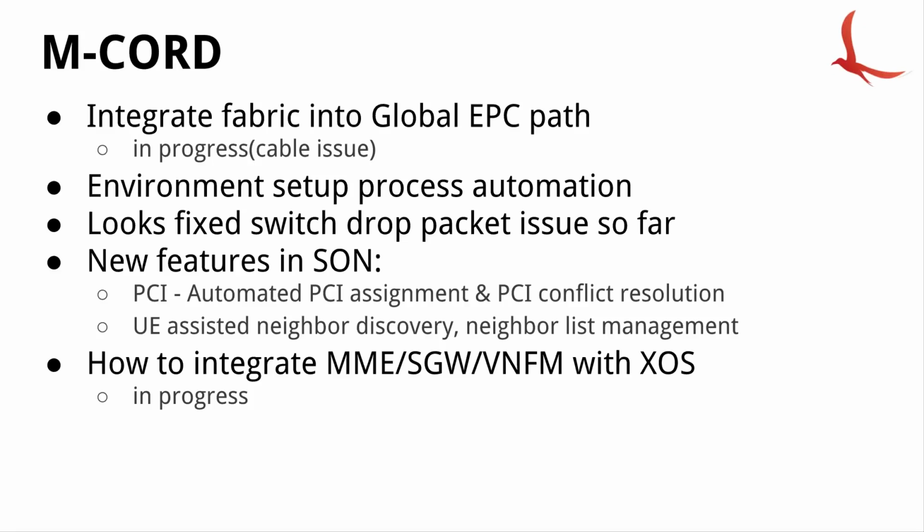For M-CORD, we set up the Fabric environment, and the P-gateway and the video server can already use Fabric to talk to each other. Between the BBU and the P-gateway, there is a cable issue. If we use the ON.Lab cable, the KVM server can't recognize the link. If we use the cable from KVM, then the Fabric switch can't recognize the link. There's some issue there. During the OS setup there was some manual work, and right now we automated it. It also looks like we fixed the switch dropping packets. We still need further end-to-end testing for this issue.